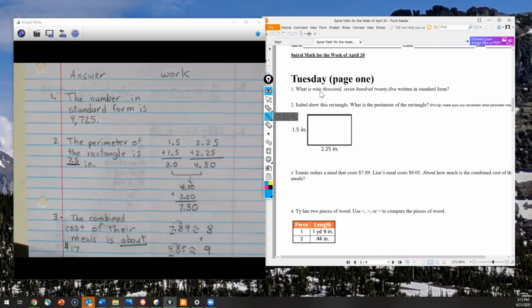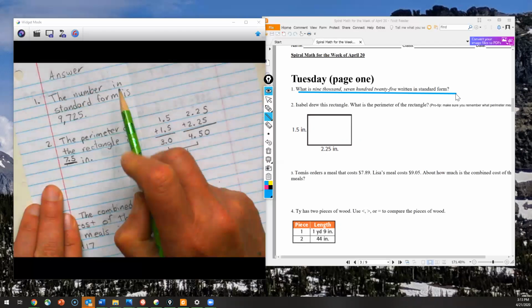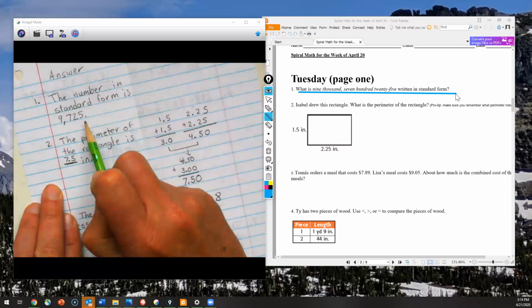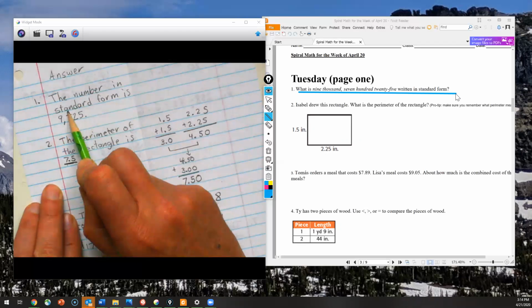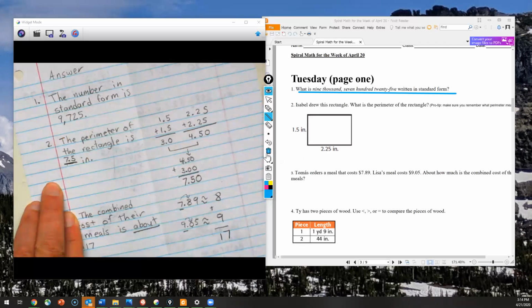First question was, what is 9,725 written in standard form? And here you go. The number in standard form is 9,725. Make sure you're writing "standard form" inside your answer sentence, and make sure that you write the comma between the 9 and the 7. We'll move on down to the next one.